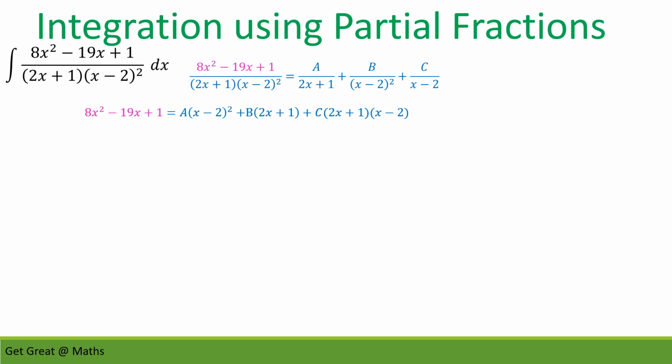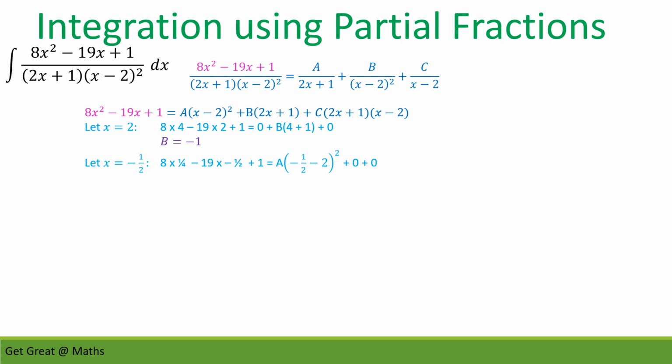Now we need to work out the values of A, B and C. So if I let x equal 2, I can substitute 2 into the left-hand side, substitute 2 into the right-hand side, and then we can solve to work out the value of B. So 8 times 4 minus 19 times 2 plus 1 is going to equal 0 plus B times 4 plus 1 plus 0. And you can rearrange that to find that B is equal to negative 1.